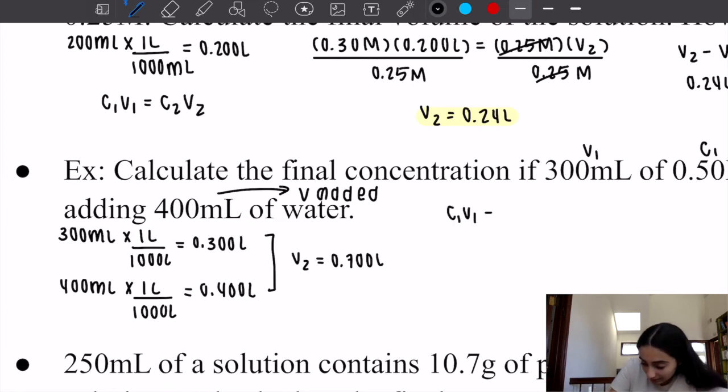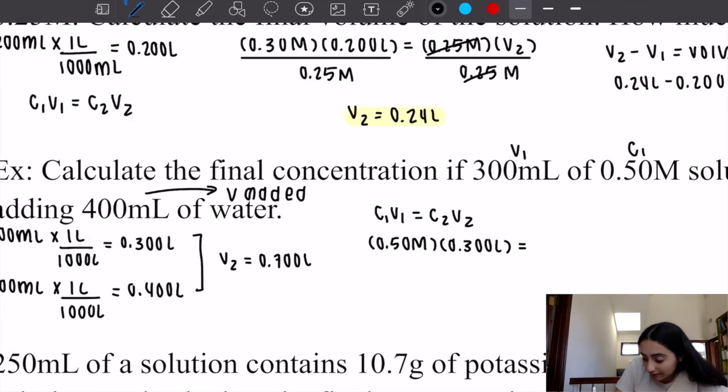So I'm going to write out my equation once again and plug in what I know. My initial concentration is 0.50 molarity. Our initial volume is 0.300 liters. We are looking for final concentration, and we calculated final volume using the fact that 400 milliliters of water was added. So we can add 300 milliliters and 400 milliliters, convert it to liters, and get our final volume.